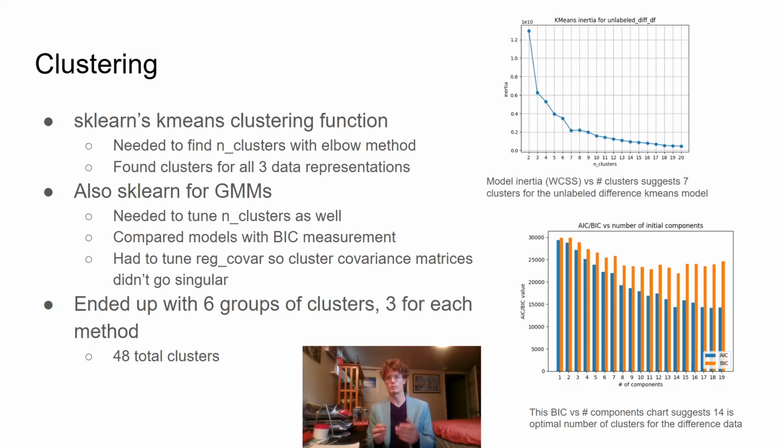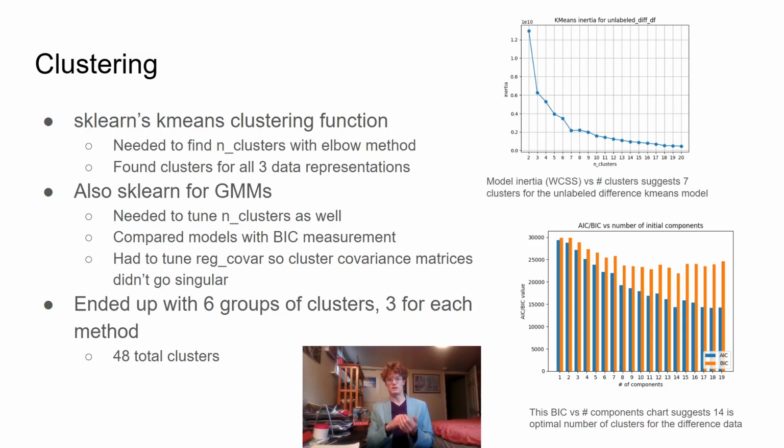So for example, in this top corner here, you can see for the unlabeled differences representation of the data, the correct number of clusters seems to be either 5 or 7. And then looking at the actual clusters themselves, it turned out 7 is a better number of clusters for this representation. So I found the cluster models and the clusters of cities for all 3 data representations. The goal is to find clusters of similar cities off of which I can build transactions later.